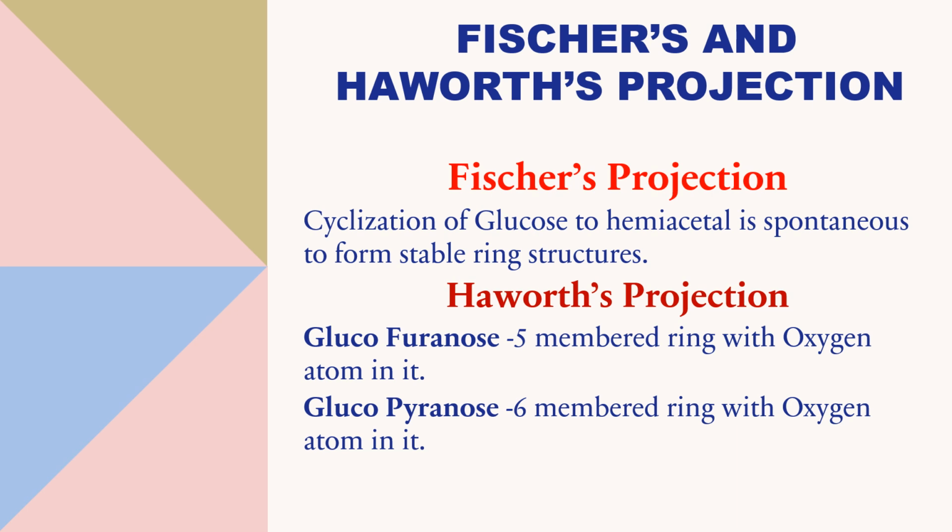Fischer's and Haworth's projection. In Fischer's projection, cyclization of glucose to hemiacetal is spontaneous to form stable ring structures. Haworth's projection: glucofuranose is a 5-membered ring with an oxygen atom in it and glucopyranose is a 6-membered ring with an oxygen atom in it.